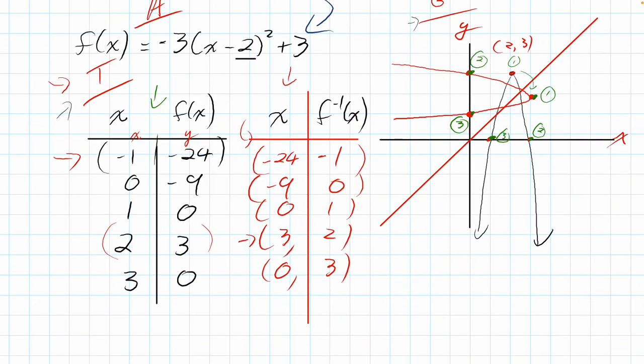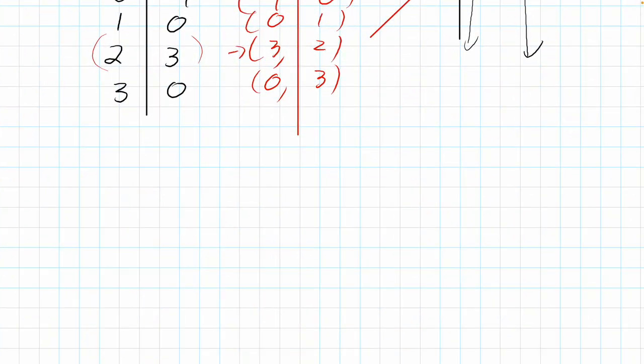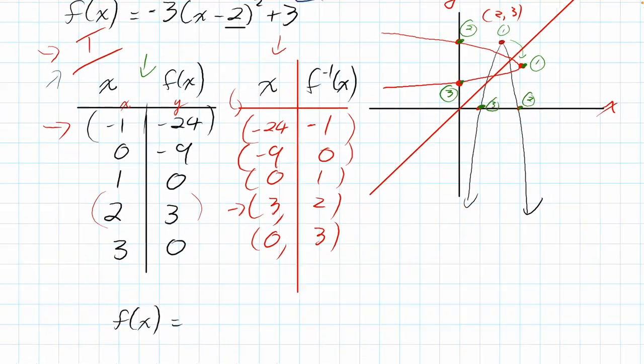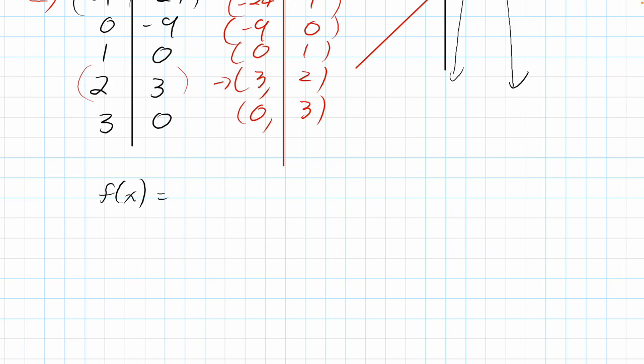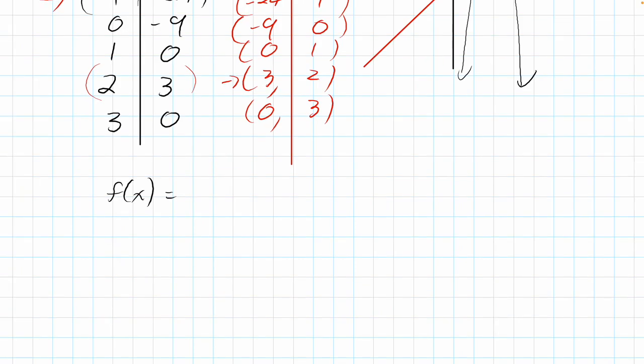What we're going to do is take the algebra. So our algebraic representation, which is f of x, was equal to, let's take a look at what it said here, negative 3 times (x minus 2) squared plus 3.